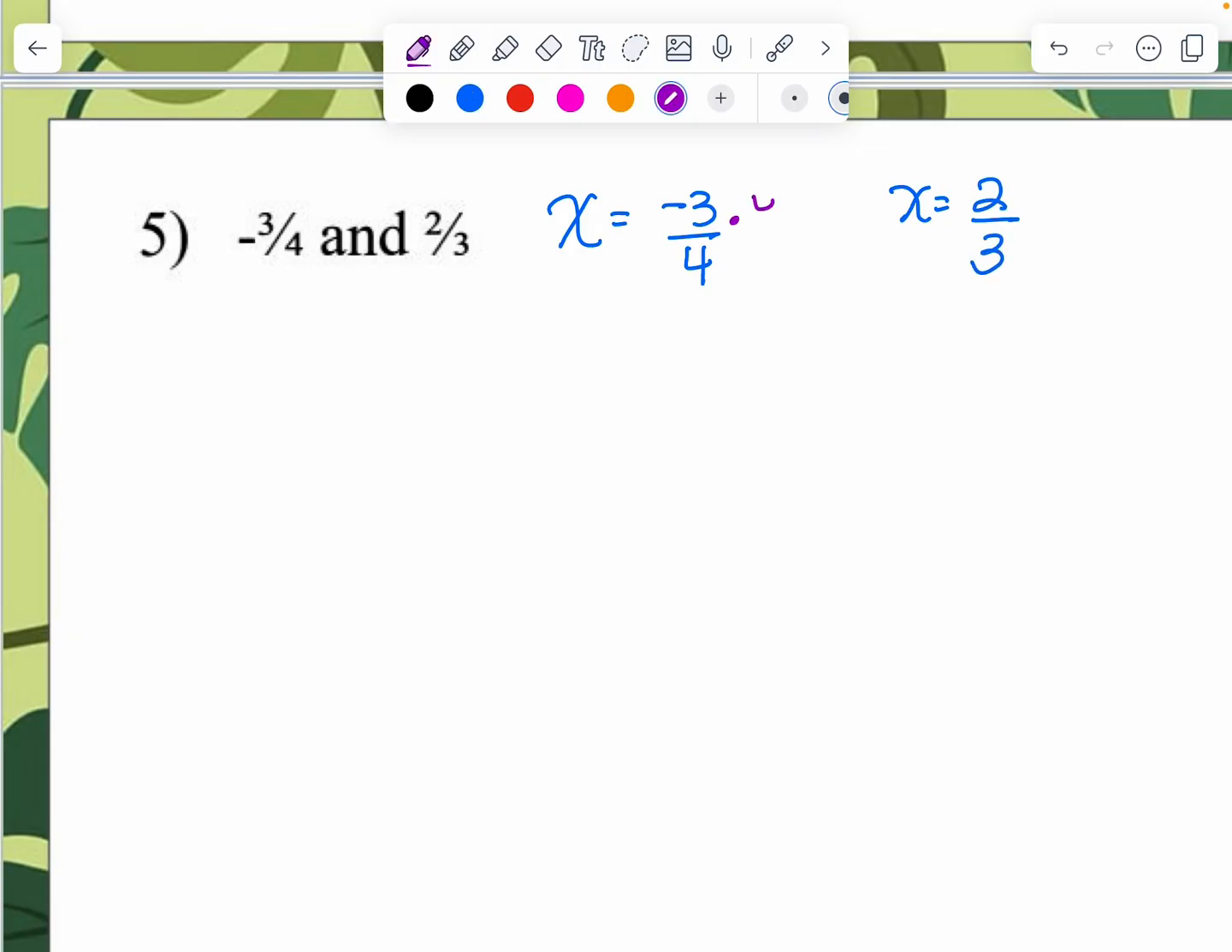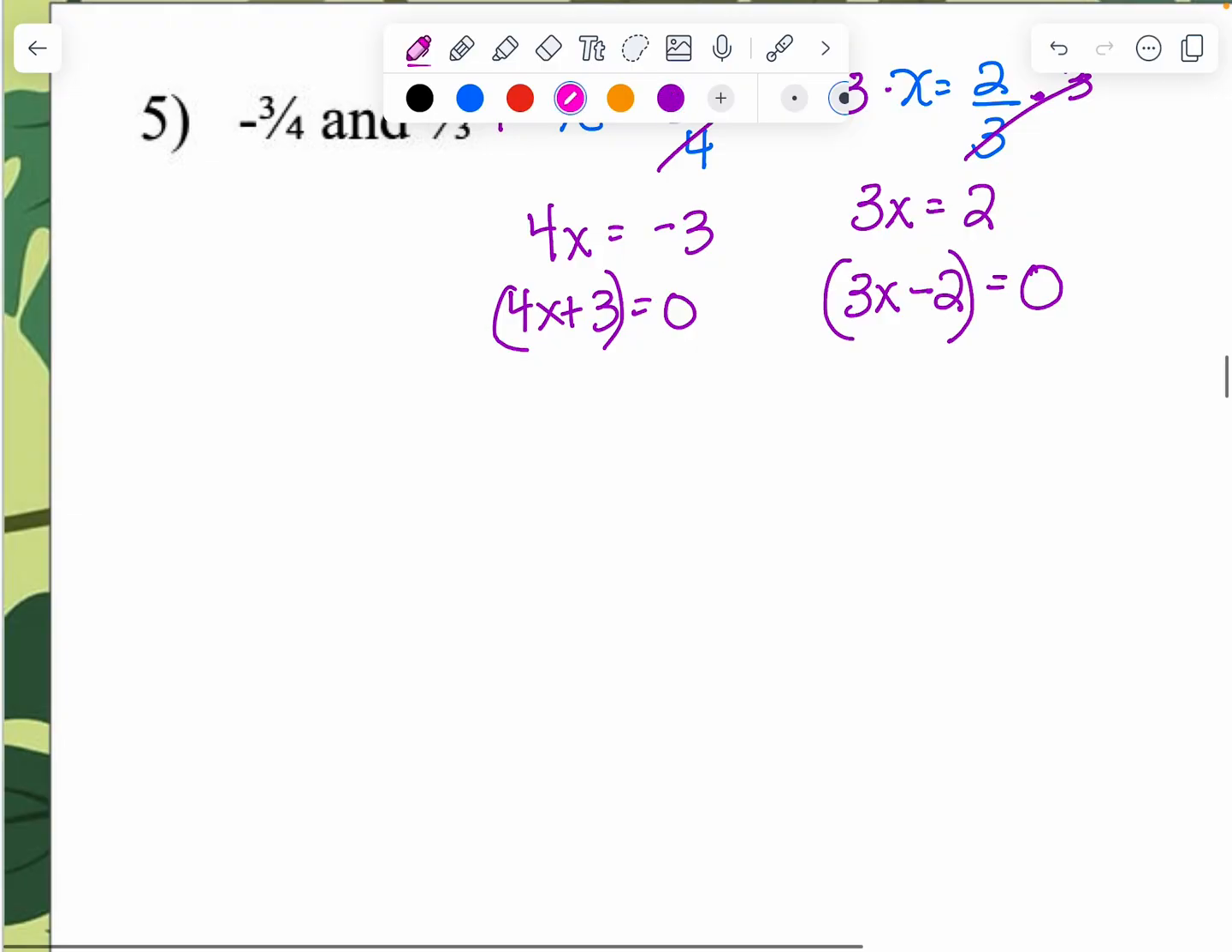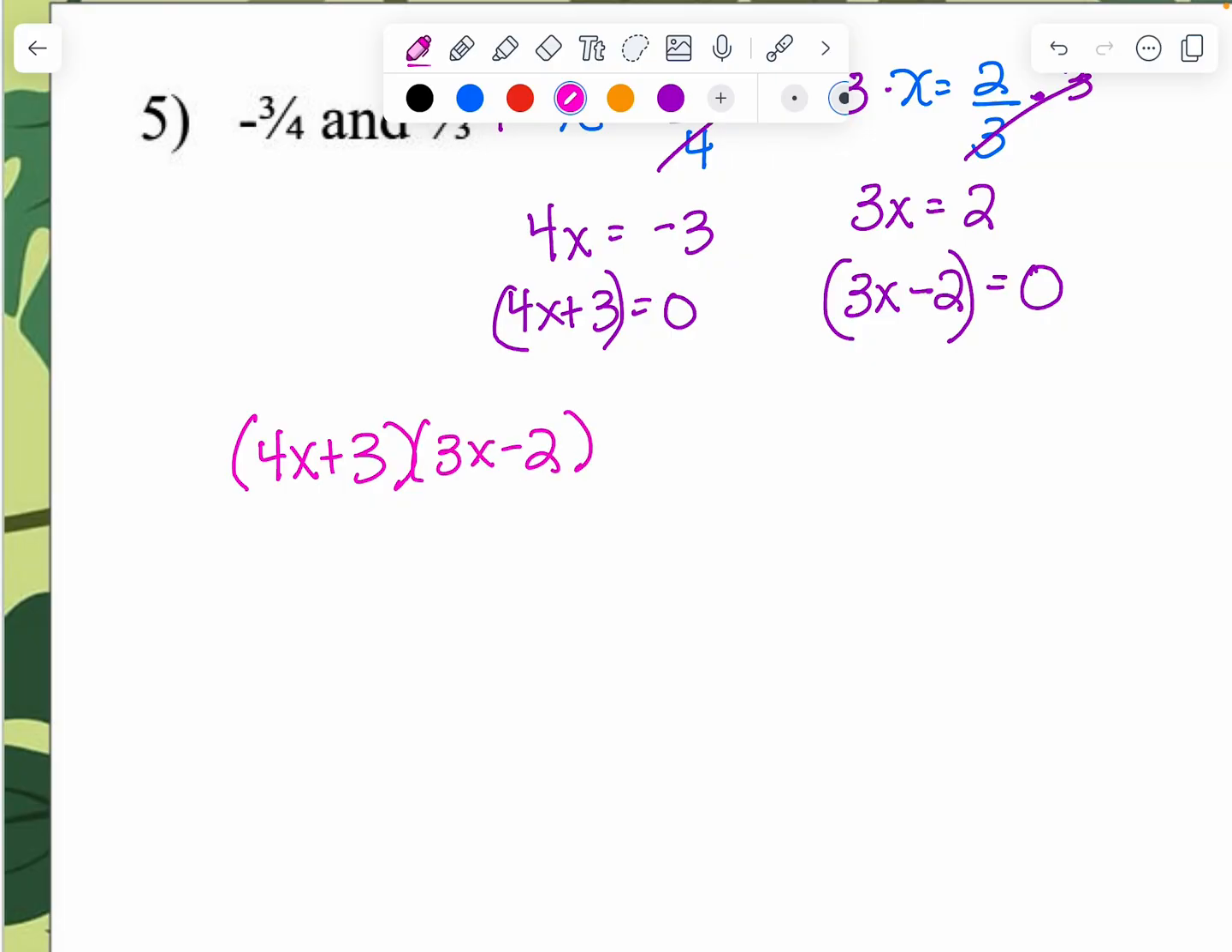I'm going to go ahead and multiply both sides by 4. And I get 4x equals negative 3. I'm going to add 3 to both sides, so 4x plus 3 equals 0. That's my first factor. Over here, I'm going to do the same thing, times 3 times 3. 3x equals 2. I'm going to subtract 2 from both sides, and I get my second factor. Once I have those 2 factors, I'm going to multiply them. 4x plus 3 times 3x minus 2, and that equals 0.